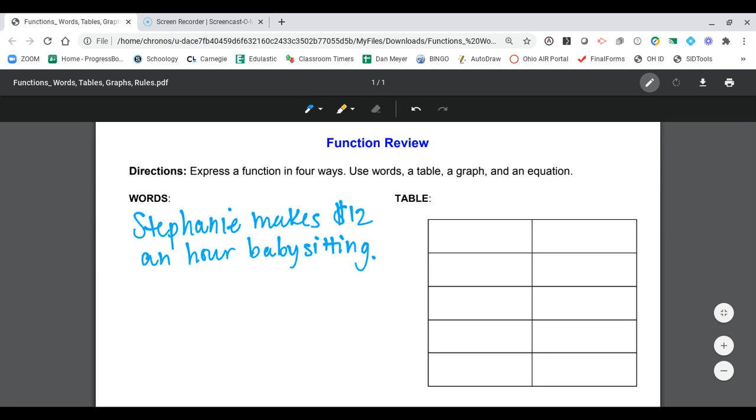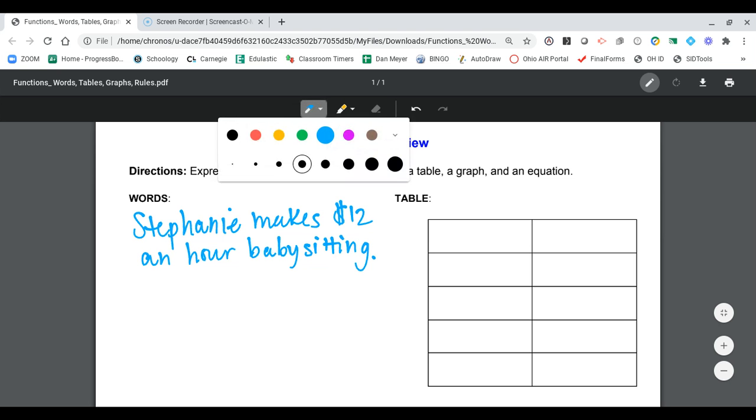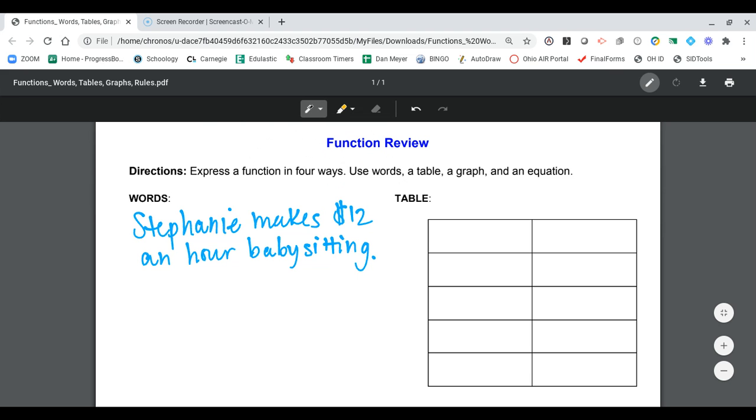Now we're going to take that function and put it into a table. The input would be, let's use a different color, the input would be hours, how many hours she babysat. And that would decide how much money she makes. So we can say earnings in dollars.